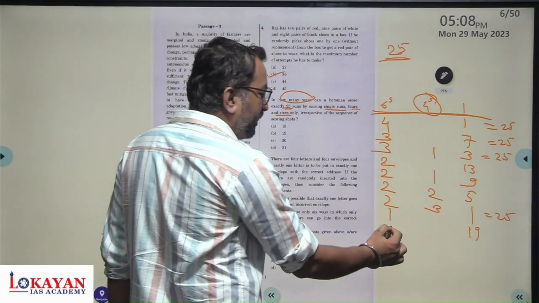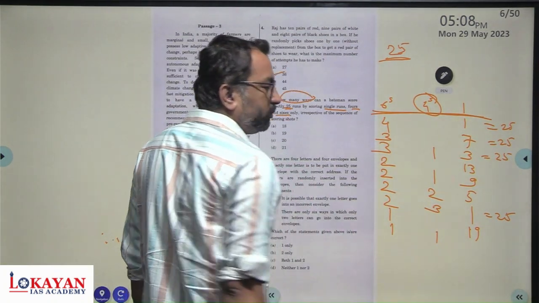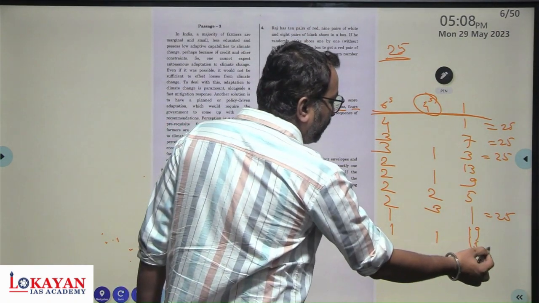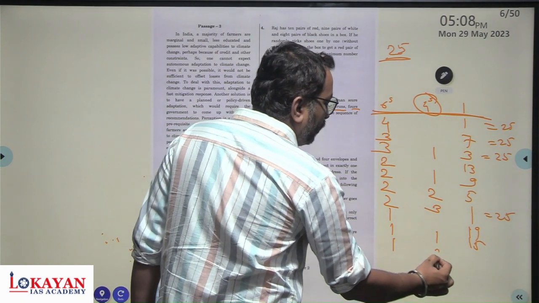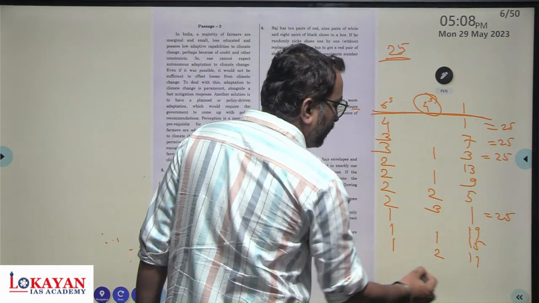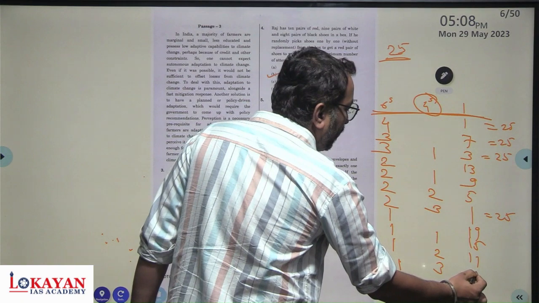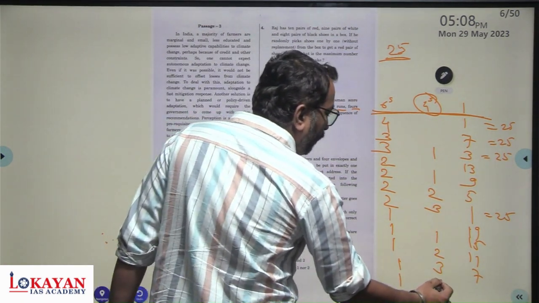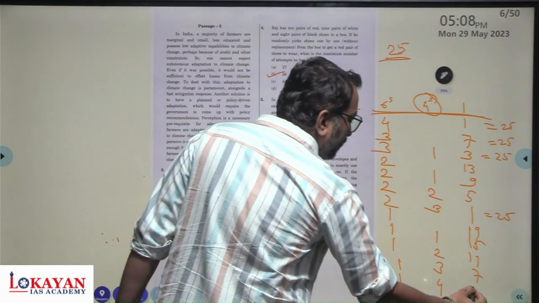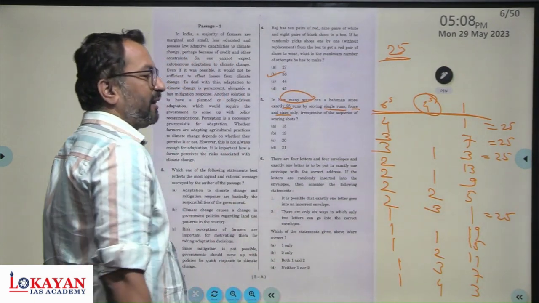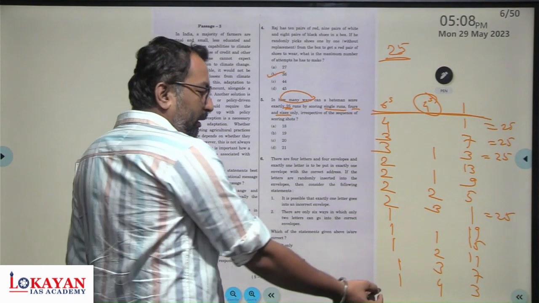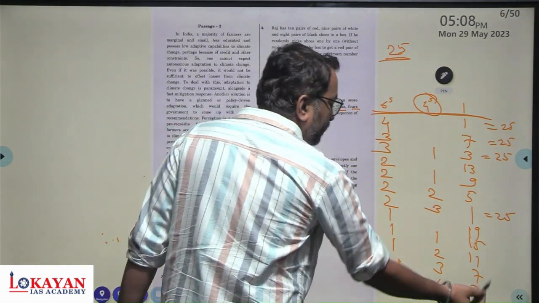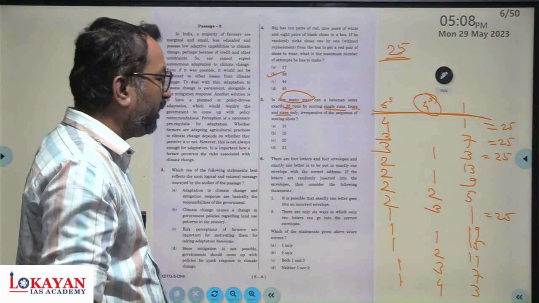Now he hits 1 six and 1 four. So 6 plus 4, 10. So there will be 15 singles. 1 six, 2 fours, there will be 11 singles. 1 six, 3 fours, there will be 7 singles. 1 six, 4 fours, there will be 3 singles. Check the total: 4 fours is 16, 16 plus 6 is 22, plus 3 is 25. Every time the total will be 25.